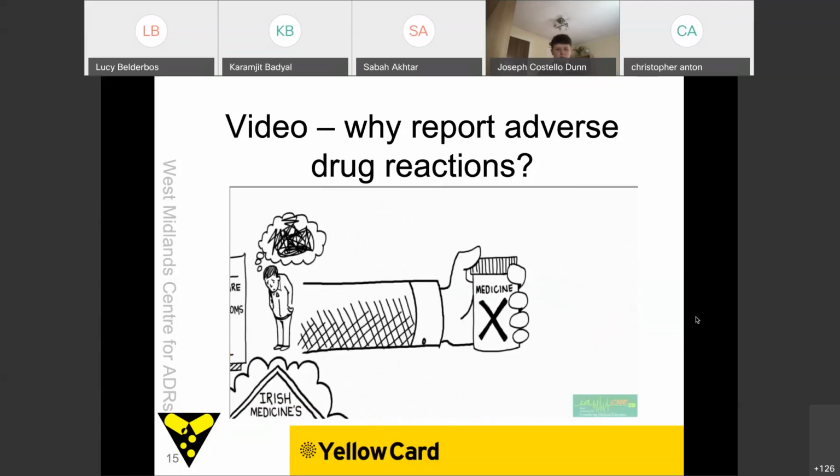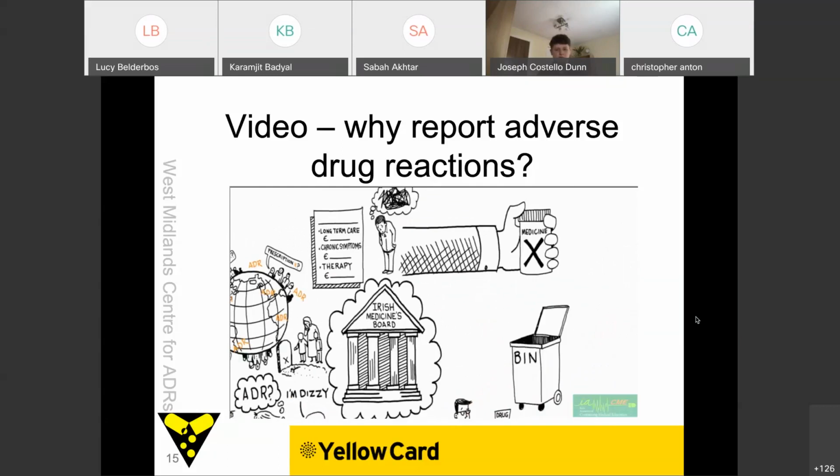Medicine X, despite being a promising agent with potential advantages over other alternatives, falls out of use.